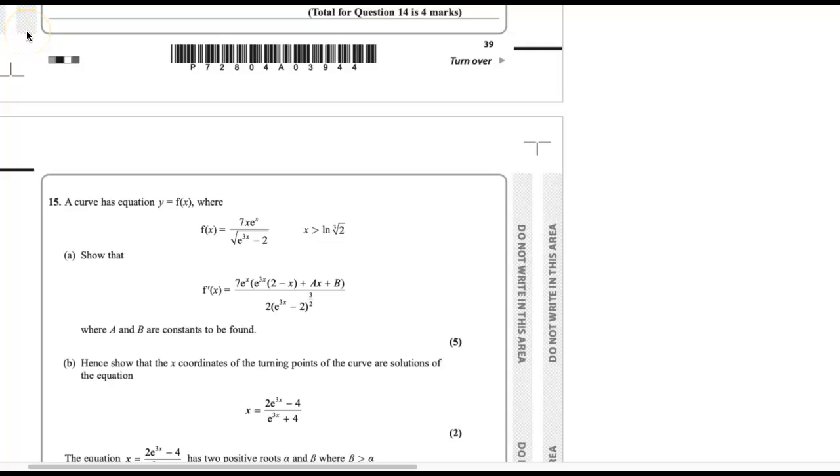Hello everyone. This is the last question of June 23 paper 1, pure paper 1.